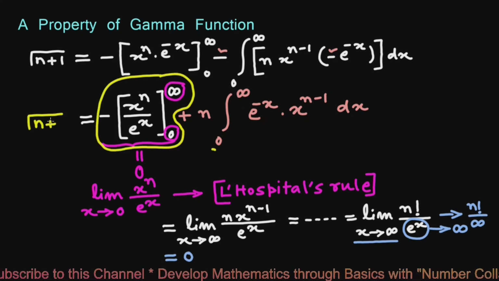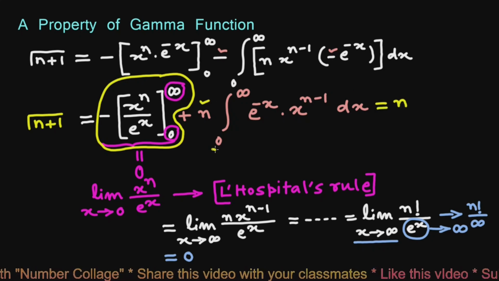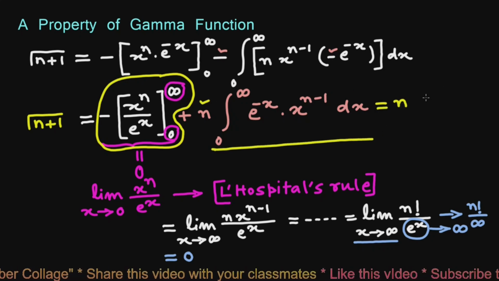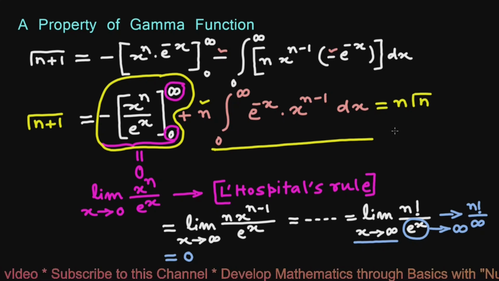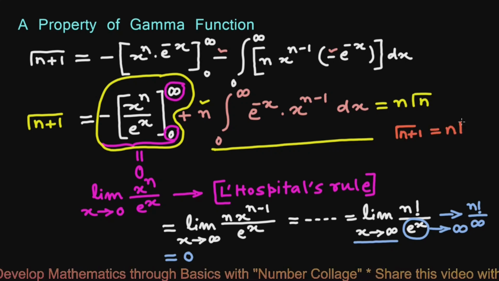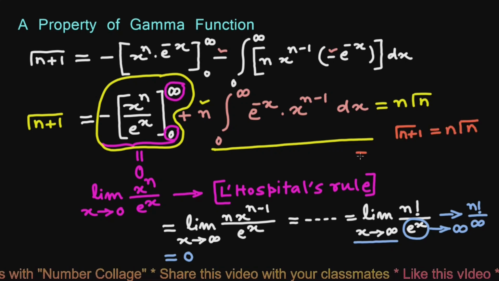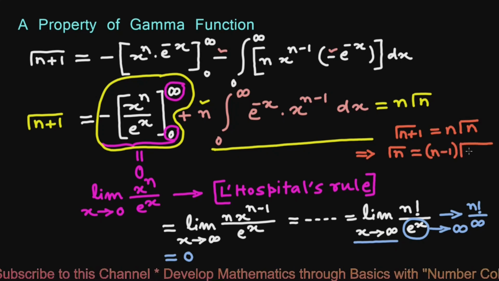So we will get gamma n plus 1 equals this n, and now this part by definition is gamma n. So we get property of gamma function, which is gamma n plus 1 is n gamma n, which also implies gamma n equals n minus 1 gamma n minus 1.